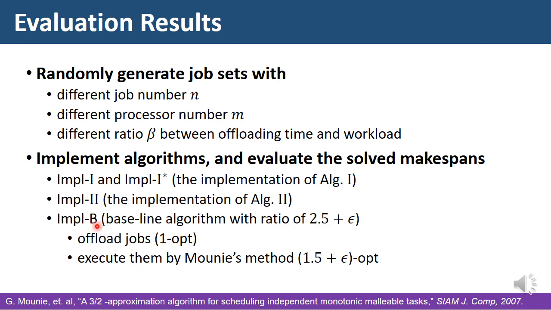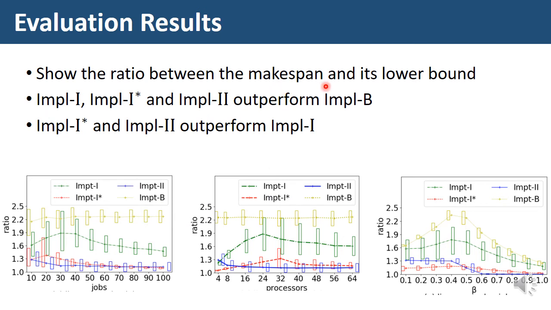And this baseline algorithm first offloads the jobs with 1 OPT and then executes them by Mona's method with 1.5 OPT. We show the ratio between the makespan solved by the algorithm and the lower bound, and we find that all our methods outperform the baseline method, and implementation 1 star and implementation 2 outperform implementation 1 here.